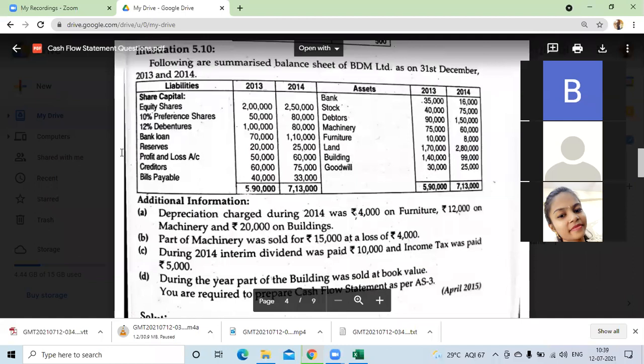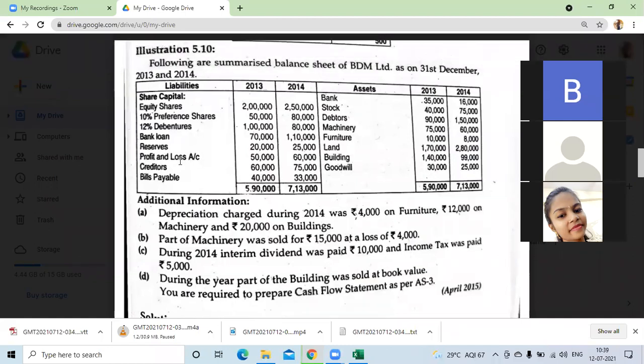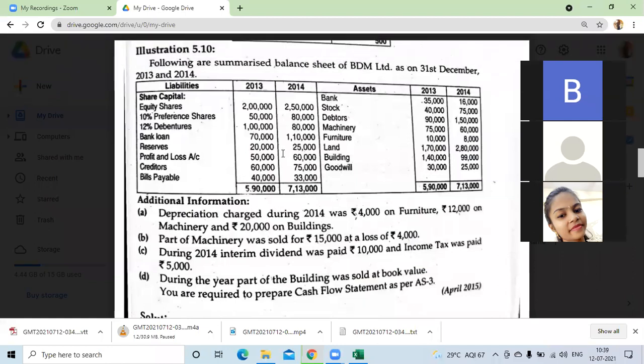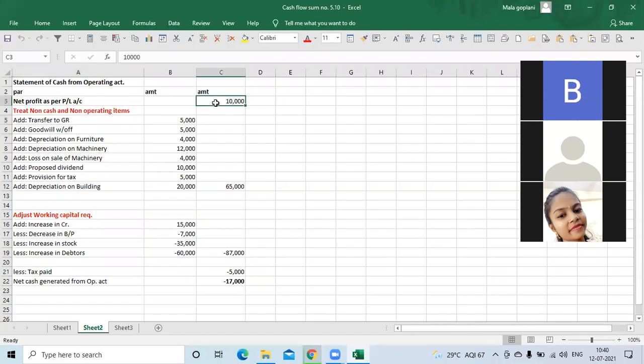Next. Shall we shift on to the next? Profit and loss account. How much was it earlier? 50,000. And now? 60,000. So has it increased or decreased? Increased by 10,000. Increased means net profit or net loss? Net profit. If it is profit, then it has to be written without bracket. If it is loss, then we will write it in the bracket. But where do we need to write? Operating, investing, financing?